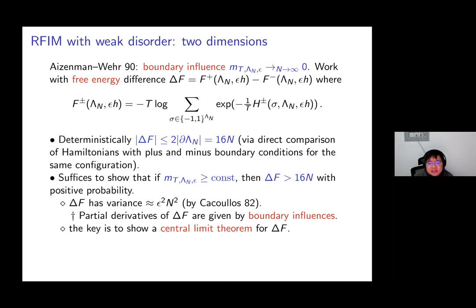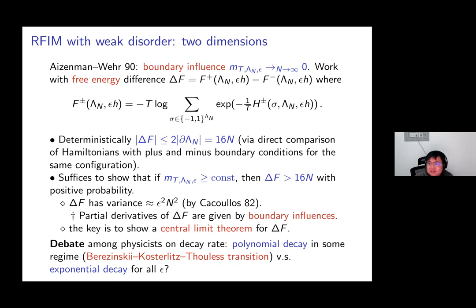So this is the key technical contribution of Aizenman and Wehr. And in order to prove this, they have to use some sort of ergodic theory type of arguments. That's why they did not get any quantitative decay on the boundary influence. So that leaves open the question of the decay rate of the boundary influence. And there was debate among physicists on this issue too, whether there is a transition from polynomial decay in some regime to exponential decay, or whether there's always exponential decay no matter what epsilon is. If there is a transition from polynomial decay to exponential decay, this is the so-called BKT transition that would be very interesting.